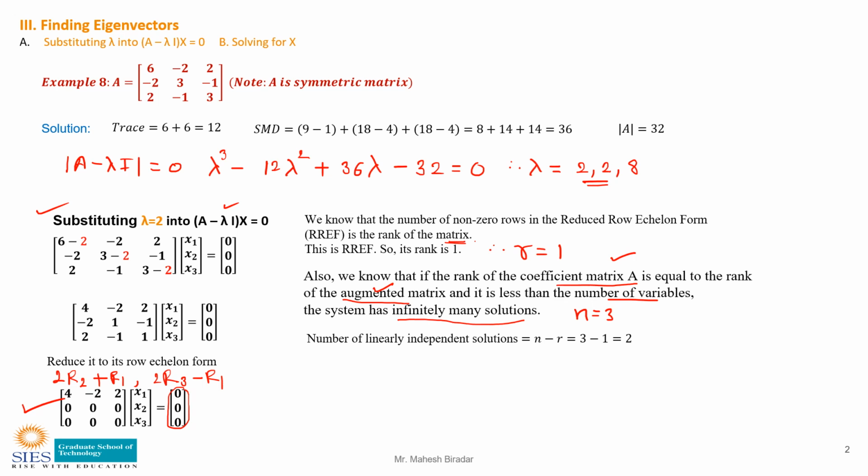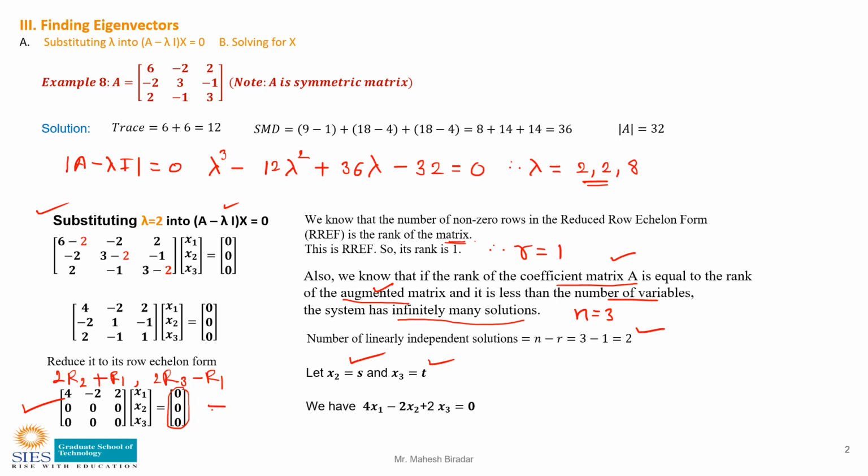To calculate the solutions, we are going to use the formula: number of linearly independent solutions is equal to n minus r. So n is 3, r is 1. So here 2 linearly independent solutions. So I'm going to consider x2 as s, one arbitrary value, and x3 as t, second arbitrary value. After considering arbitrary values x2 as s and x3 as t, we have the equation here.